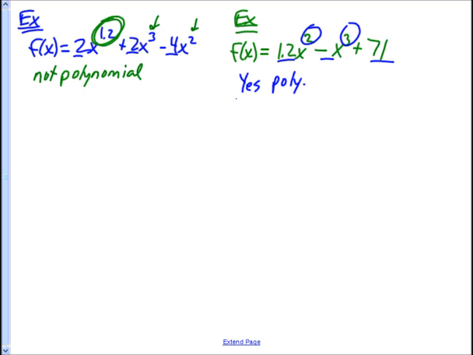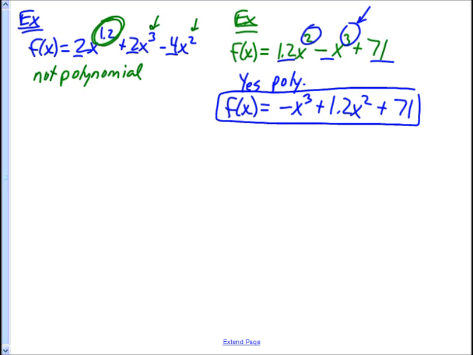Okay, let's write this in standard form. In other words, you take your largest degree, you've got to write that first. So negative x cubed plus that 1.2x squared plus the 71. You notice there's no x term there, is there? It jumps from the x squared to the constant, and that's okay. So here it is, a polynomial, in standard form. What kind of a polynomial is it? It's third degree, so we call this a cubic. So the degree is 3, the type is cubic.